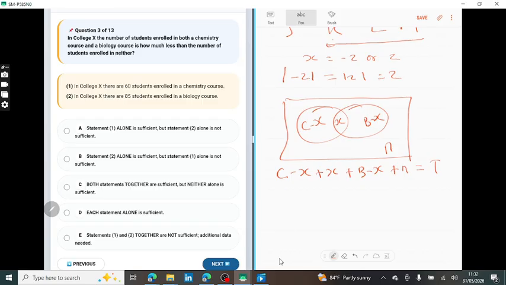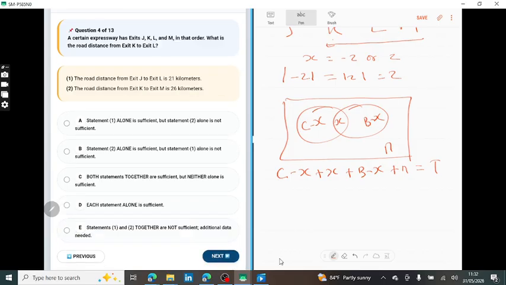Statement 1 is not sufficient because it only provided information for chemistry. Statement 2 is not sufficient because it only provided information for biology. When combined together, we are looking for the difference between N and S. But at the same time, we still don't have the total. So we still don't have enough information.